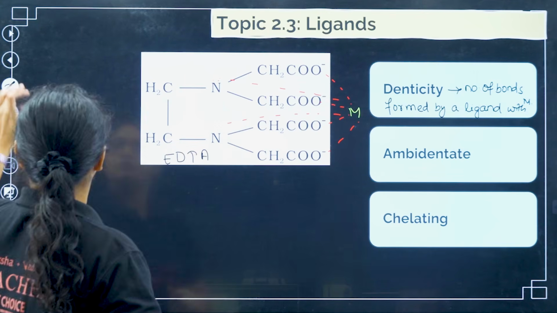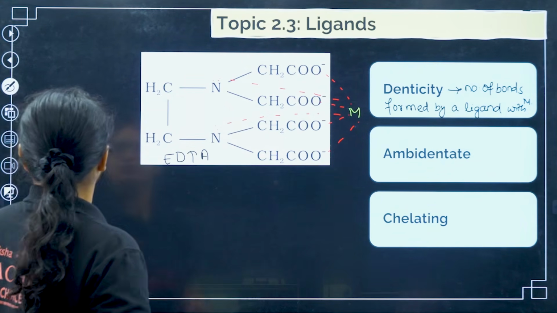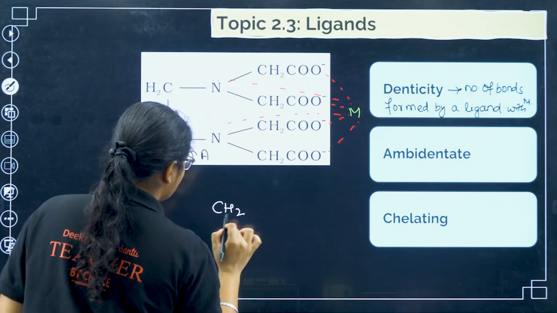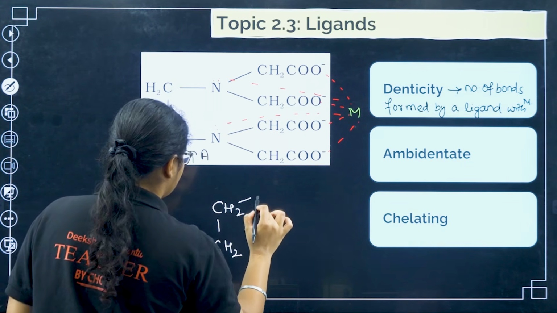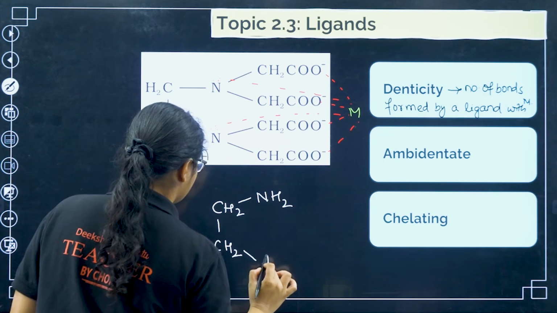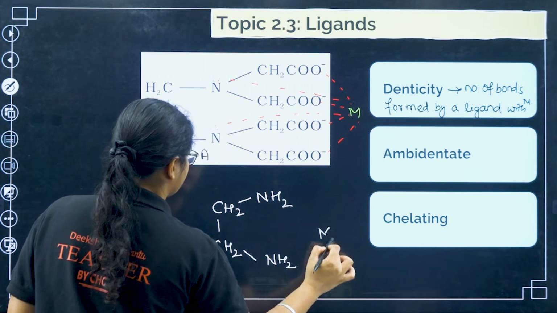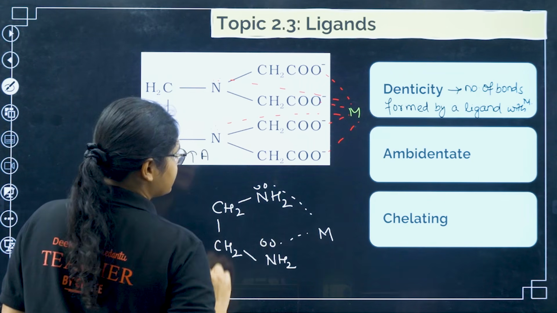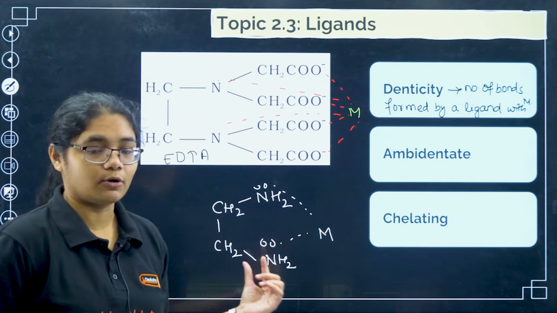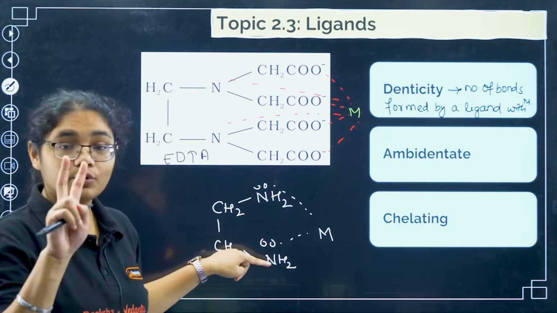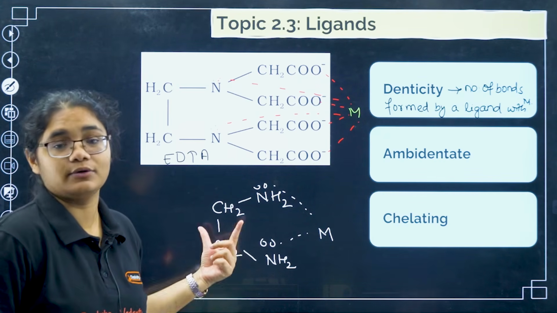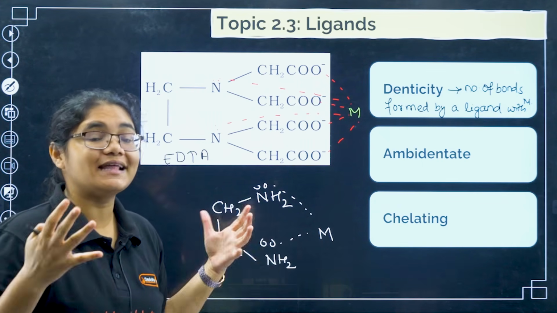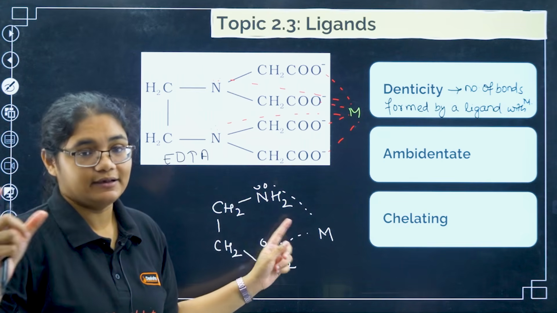Okay, I'll give you some more examples. If I have one more ligand, that is ethylene diamine, and you have a metal here. Now what happens, the lone pairs of this one form bonds here. So you can see that there are 2 donor sites from this ligand. This one particular ligand forms 2 bonds with the metal, right? So when it forms 2 bonds, that means it is a bidentate ligand.